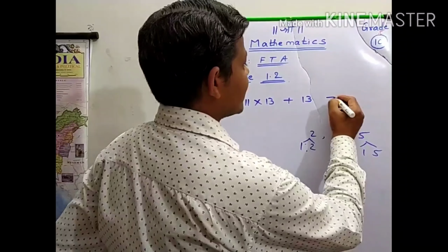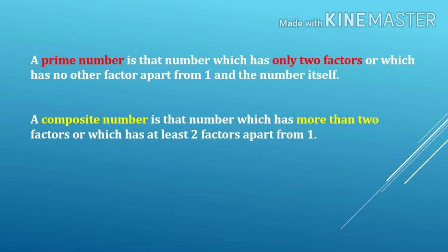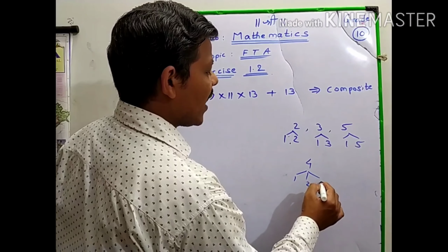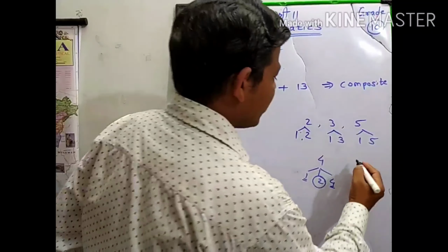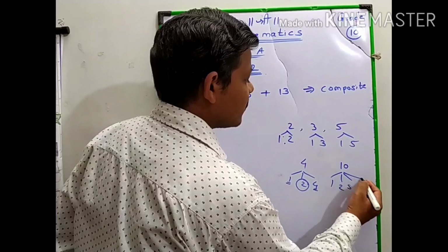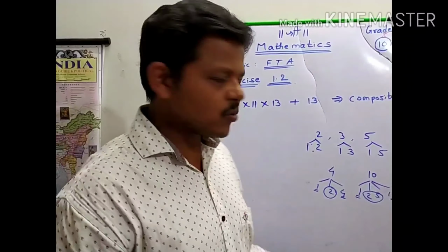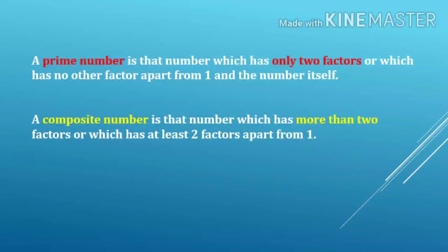We want to prove this as a composite. Composite means it should have at least one more factor other than 1. For example, say 4. What are the factors of 4? 1, 2 and 4. So apart from 1 and 4, there is one more extra factor, 2. If I had taken 10, the factors are 1, 2, 5, 10. So apart from 1 and 10, there are two more factors, 2 and 5. So these are the composite numbers. And we know that every even number is composite. So we want to prove right now that this is a composite number.